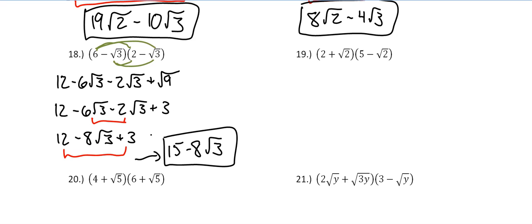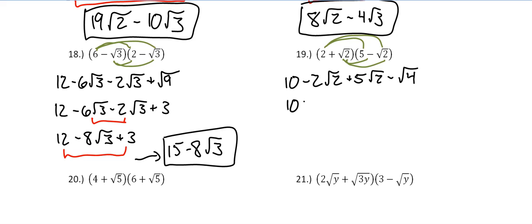Okay. Next one is the same kind of thing. I'm going to FOIL or distribute here. So I'm going to distribute the 2 to each of these. And as I do that, it's outside times outside, inside times inside. So that's a 10 minus 2 root 2. And now I have to distribute the square root of 2 as well. That gives me a plus 5 root 2 and a minus root 4.